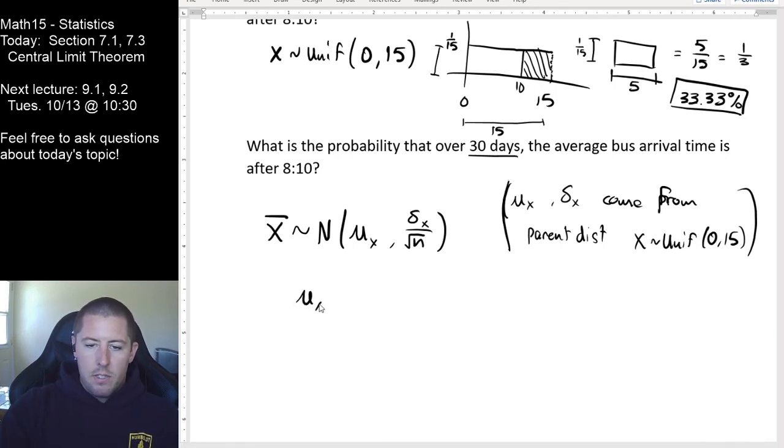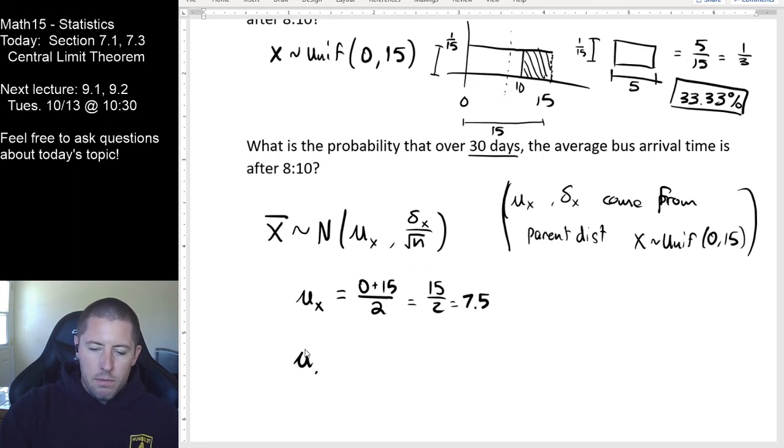The mu sub x, we said, was just the average, right? So if it's going to come uniformly likely anytime between 0 minutes and 15 minutes after the hour, then I should expect right about halfway in between is going to be our typical result. Halfway in between 0 and 15 is 7.5, but we can see this by averaging them right here. 0 plus 15 over 2 is just 15 over 2, and that is going to be 7.5. So on average, the bus should be coming 7.5 minutes after the hour. That's our average arrival time.